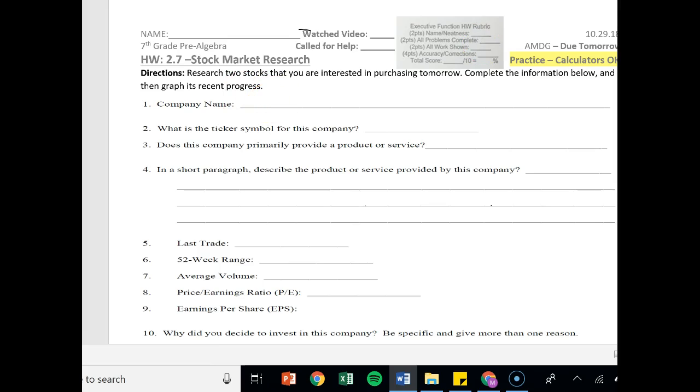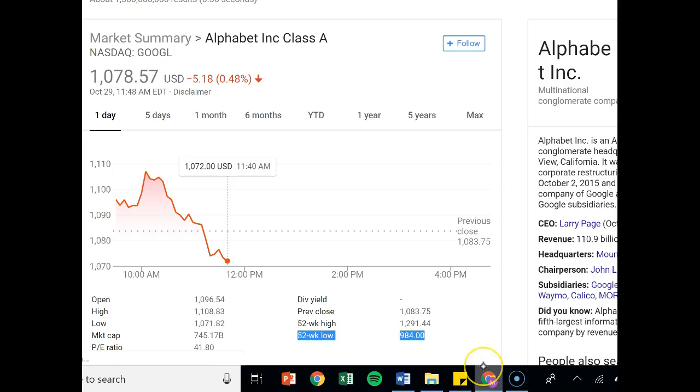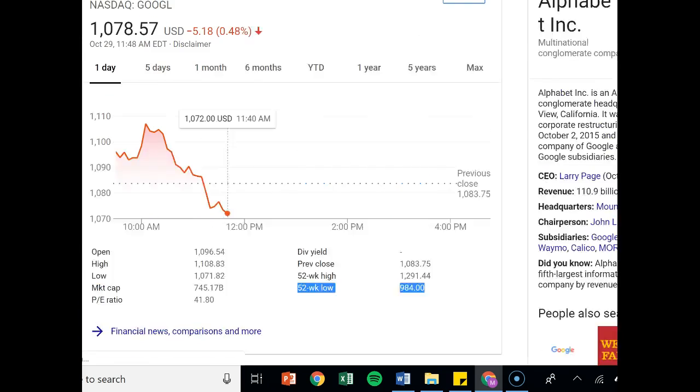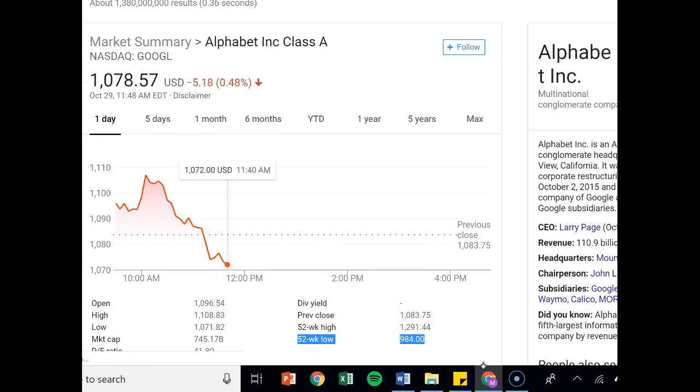So we're going to do one together. We're going to do Google. And basically, what you'll do is you'll go to Google, and at the top of your Google search, you'll type in Google stock, and then you should get this to pop up. So if you wanted to research McDonald's, you type in McDonald's stock, Under Armour stock, Microsoft stock, PlayStation, Sony, all that stuff, right? So just the word followed by stock.